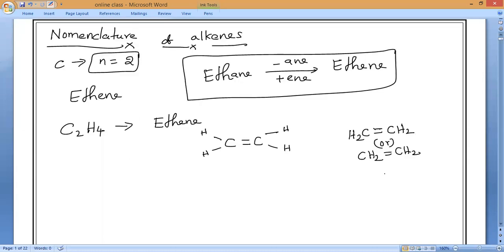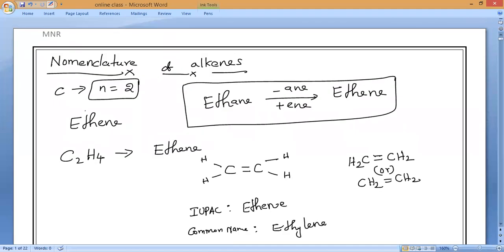So here, ane is replaced with ene. The IUPAC name of this one is ethene: eth plus ene, ethene. And what is the common name? If you have noticed, these common names are very important, guys. Ethylene is the common name of ethene. Is it okay, everybody? So that is what you have to remember. So this is the IUPAC name and common name of the first one in the nomenclature of alkenes. Next.